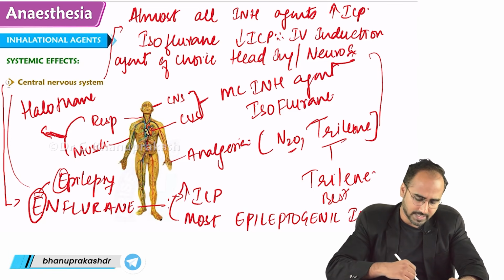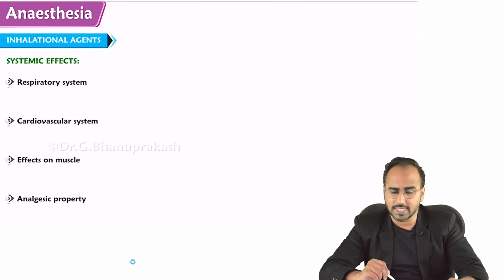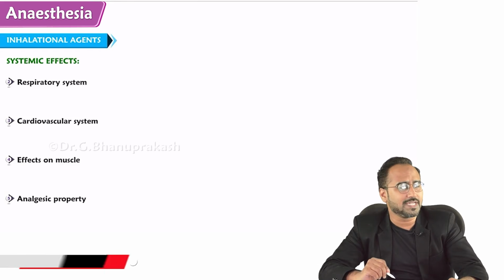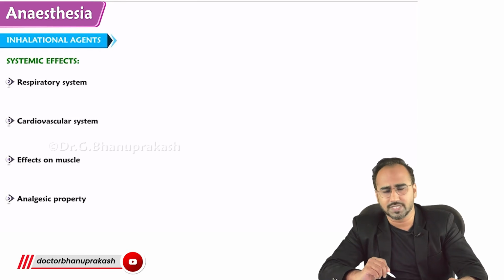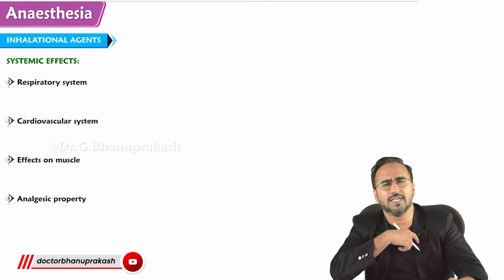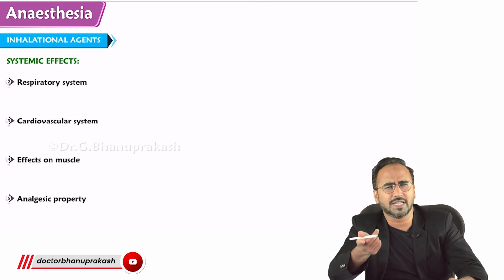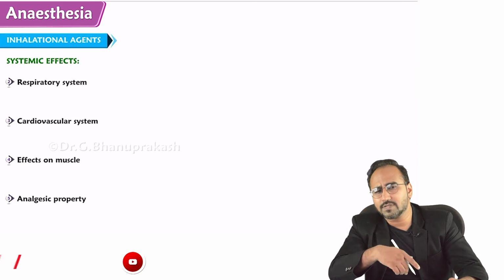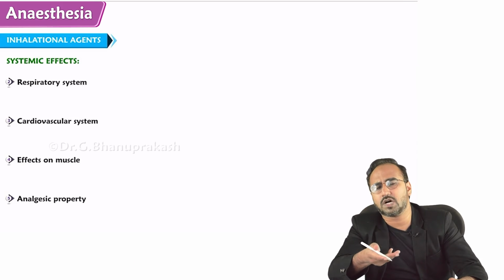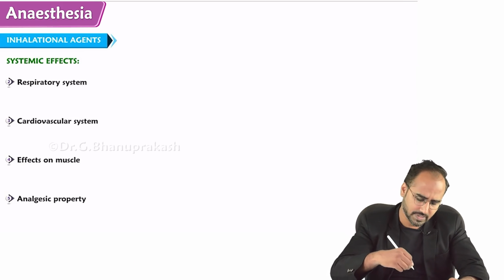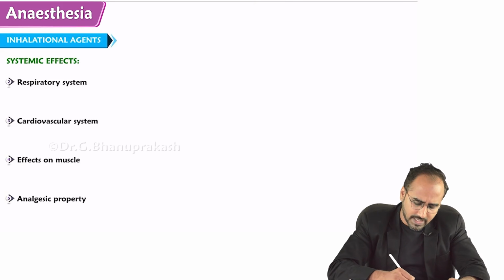Okay. Next, what's the system? Even though in your notes it is respiratory, should we discuss the respiratory? No sir. We are going with the summary. So for CNS and CVS, one agent is commonly used, that is Isoflurane. Whereas for the respiratory and muscles, one is commonly used, that is halothane.